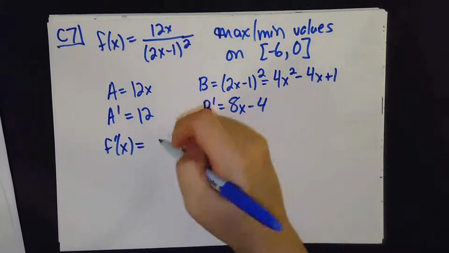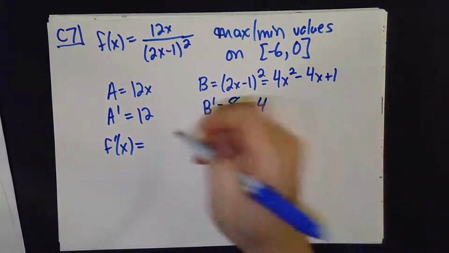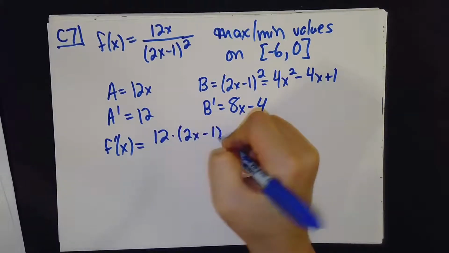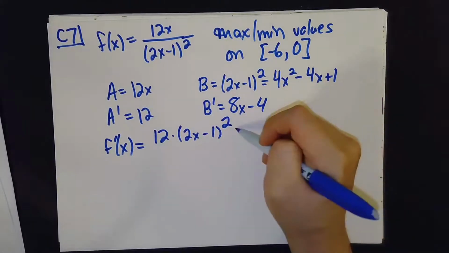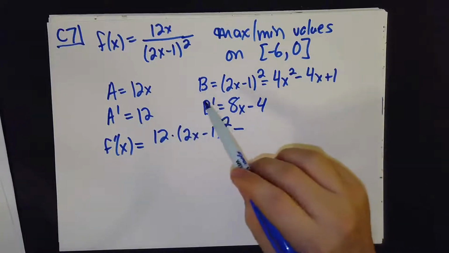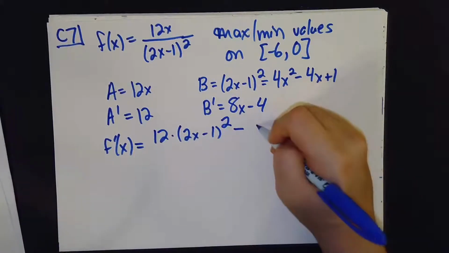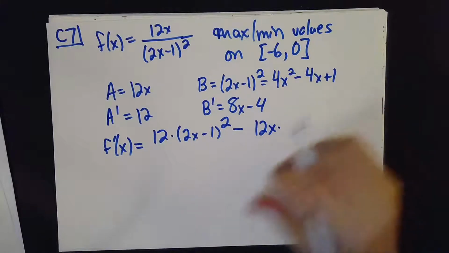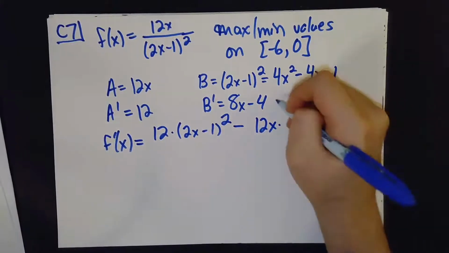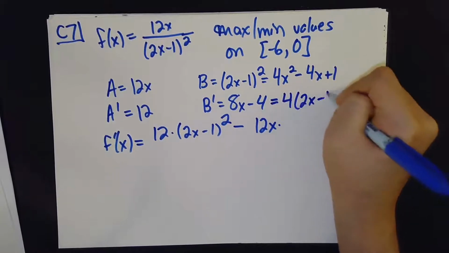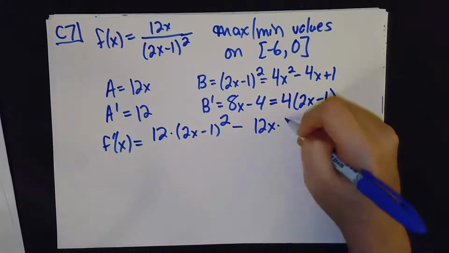Okay, so here the derivative is going to work out to be 12 times (2x minus 1) squared, minus 12x times (8x minus 4), which I'm going to go ahead and notice is 4 times (2x minus 1), because it'll make my life a little bit easier.